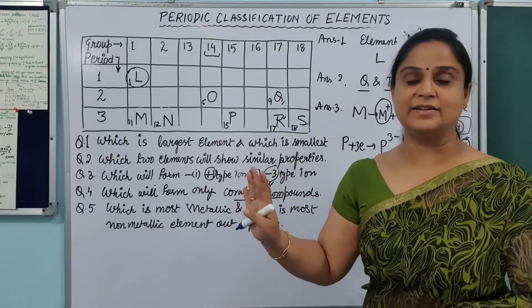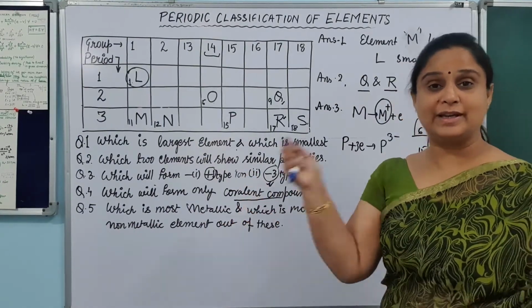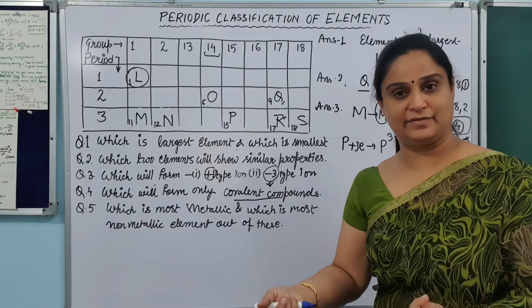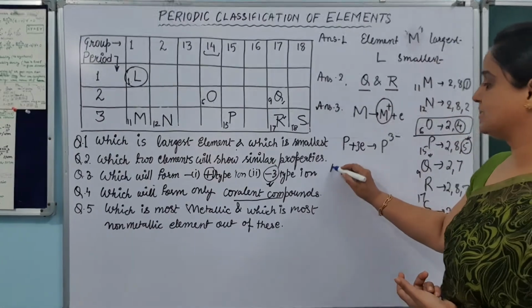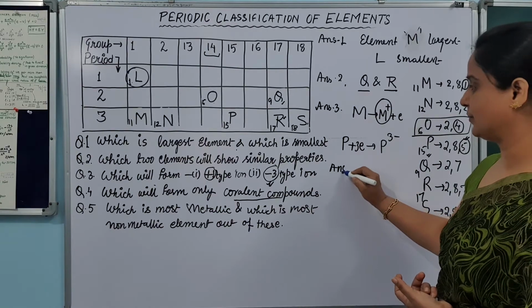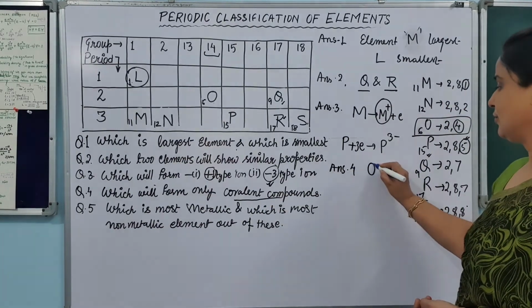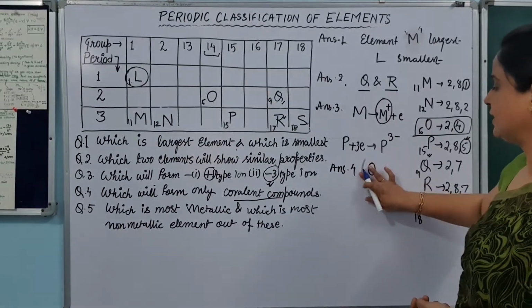They are just given the symbol so that you don't link them with the actual element and you just mug up the things and then give the answer, na? So this is what answer number 4. So who will make the covalent compound? This O. O will make covalent compound.